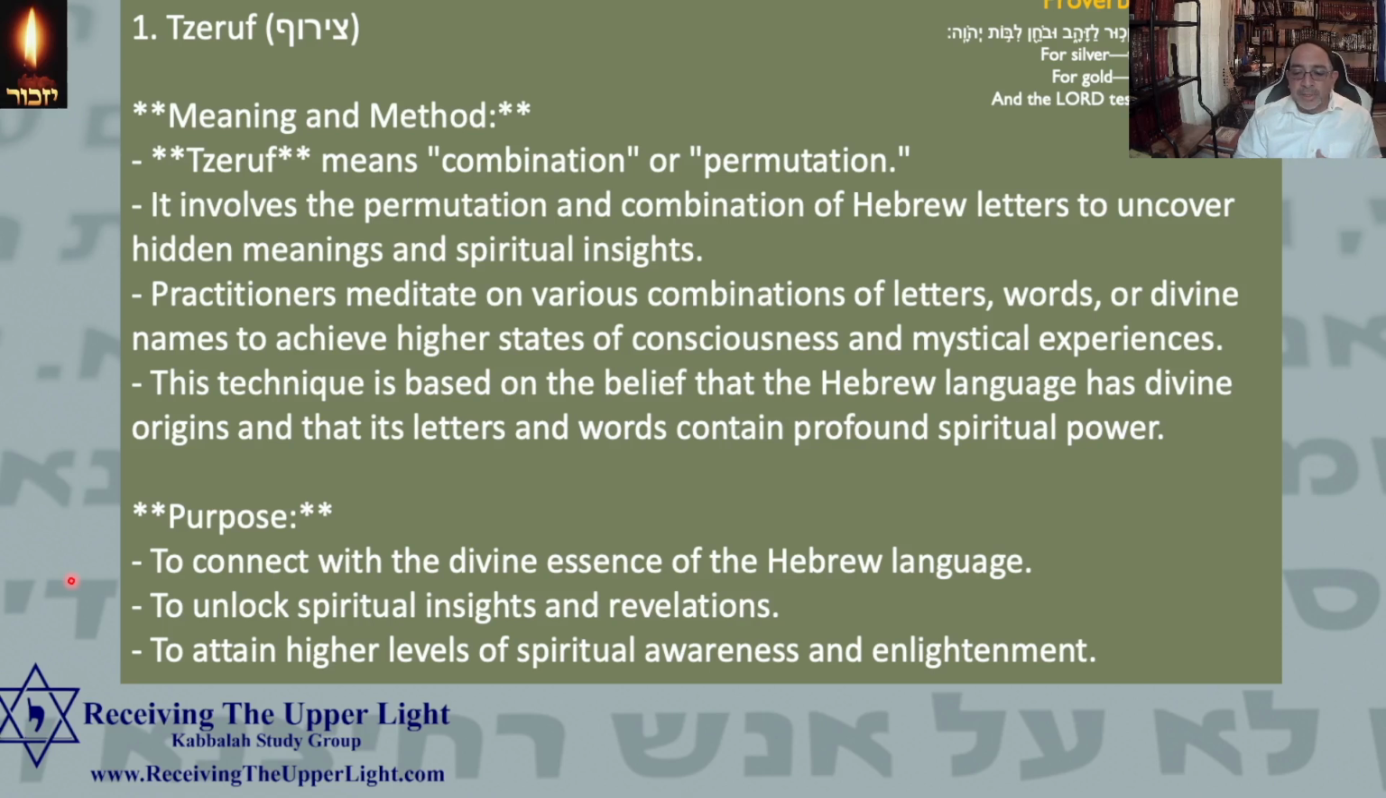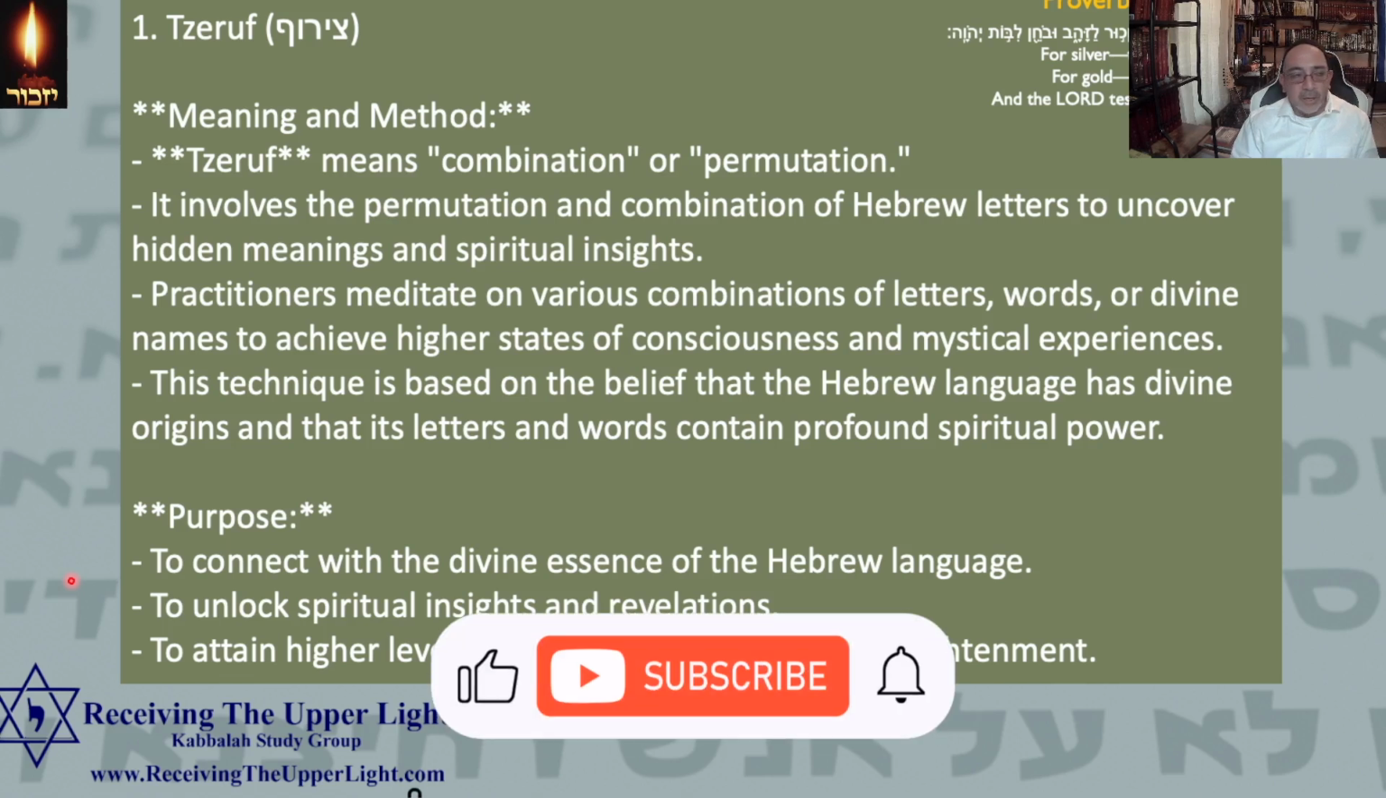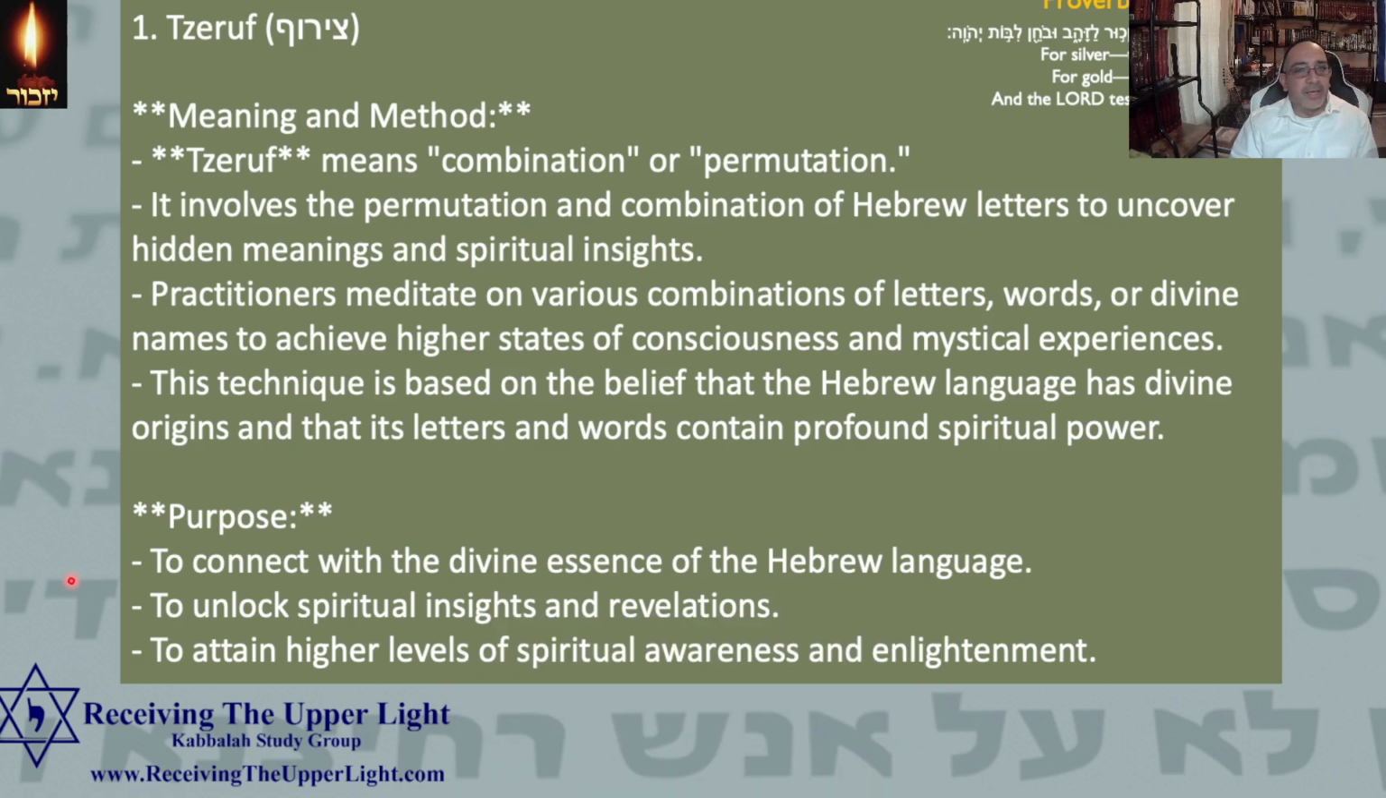We have in Proverbs an allusion to it, when it talks about, for silver the crucible, for gold the furnace, and the Lord tests the mind. On Proverbs 17 verse 3, he said, Matzeruf lekesef, for the silver the crucible. And Tzeruf basically talks about this combination, this permutation that we are going to be studying.